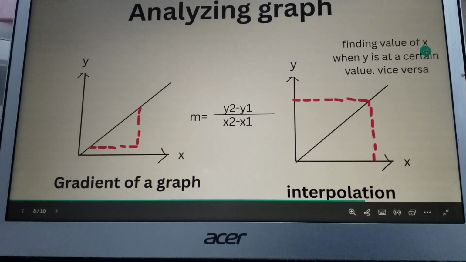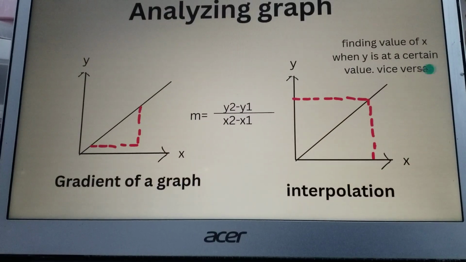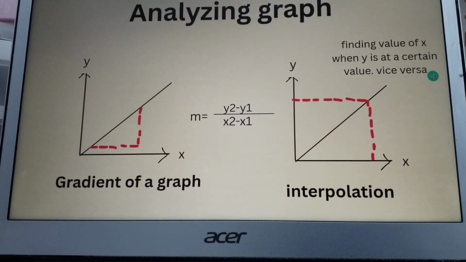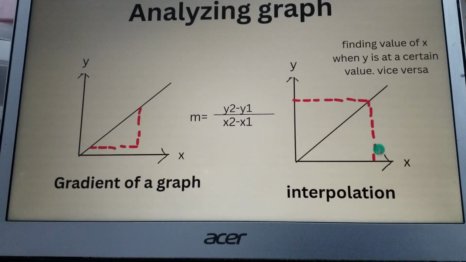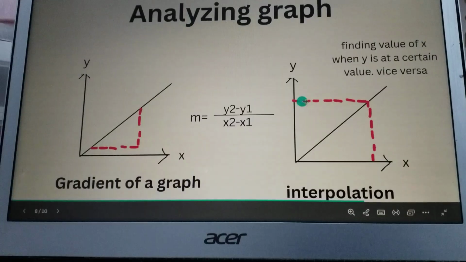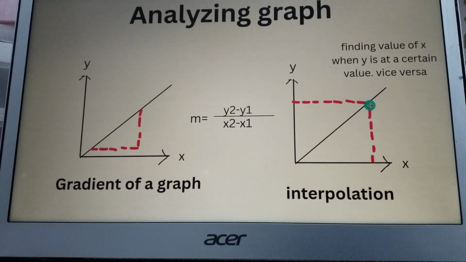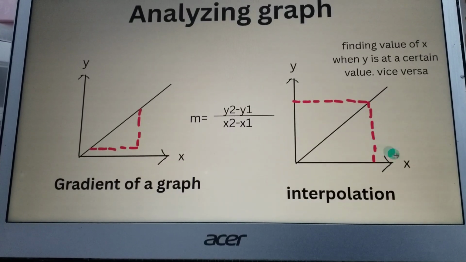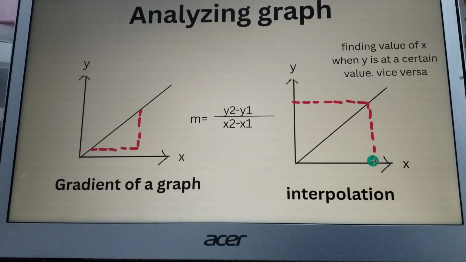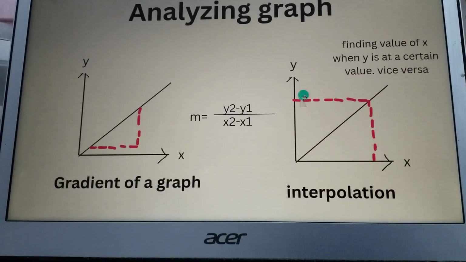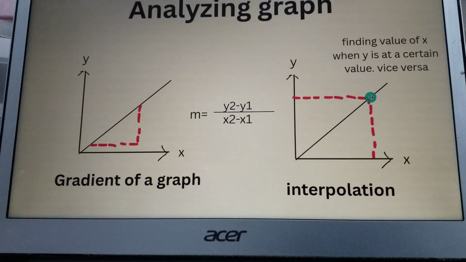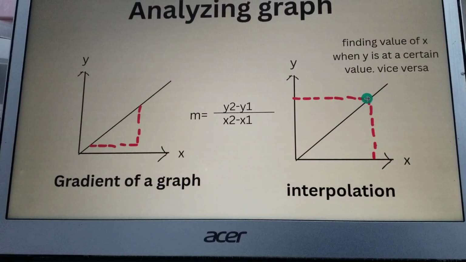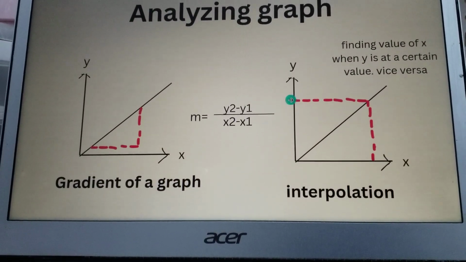Next, interpolation. Interpolation is to find the value of x when y is at a certain value and vice versa. So basically, we have y and we're looking for x. So we will draw dotted lines until it touches the graph and then continue the dotted line down, and then we'll see the value of x. And vice versa, we have x and we don't have y and we need to find y. So we will draw a dotted line up until it touches the graph, and then we continue until it touches the y-axis, and then we'll find the y.